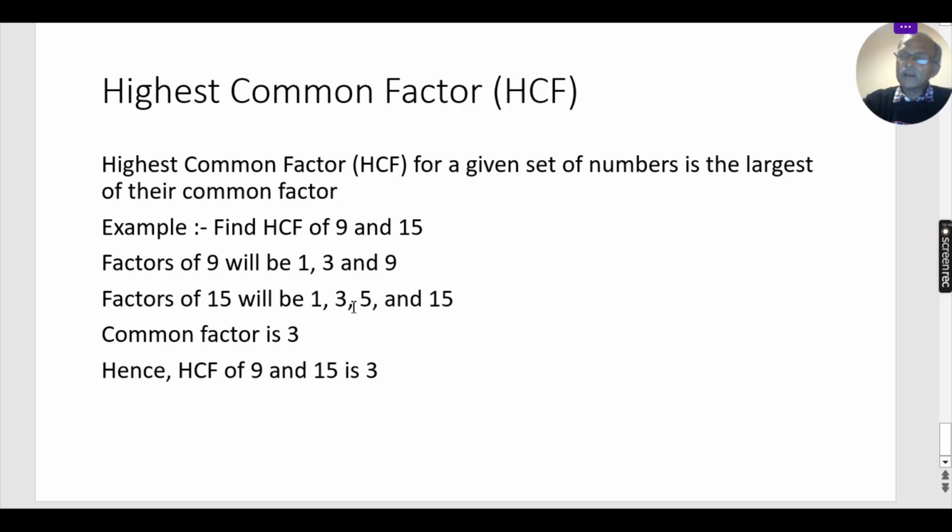But we have to find the highest number. So the highest out of 1 and 3 is 3. So the highest common factor is 3. So we can say the HCF of 9 and 15 is 3. Okay, now we end here, and we will take up other topics, maybe approximation, in the next class.